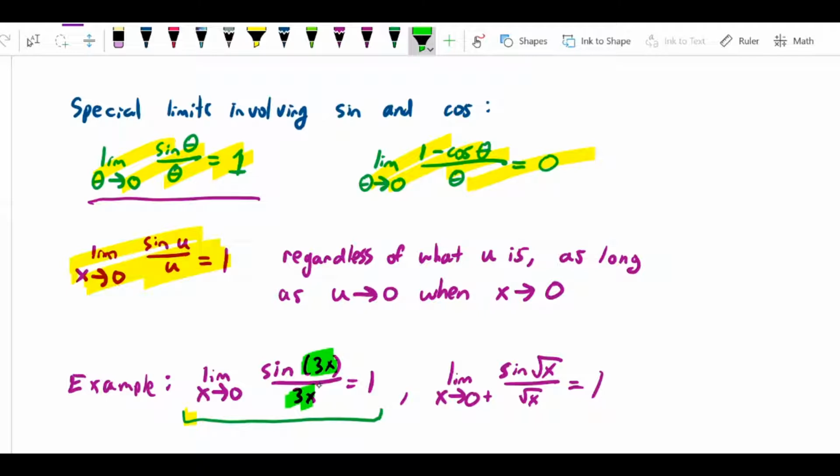I've put up on the right side another example of that, sine of square root of x over square root of x as x approaches 0 from the positive side. That equals 1. And of course I have to put in that this is the positive side because I can't put numbers less than 0 under the square root sign, so that's why I had to write it that way. Okay, so let's do a couple of examples with this.